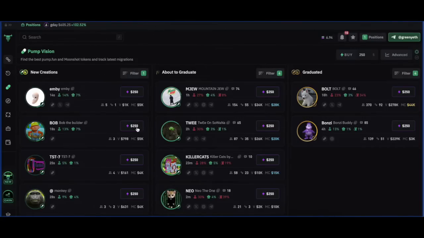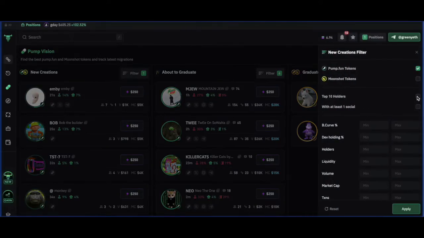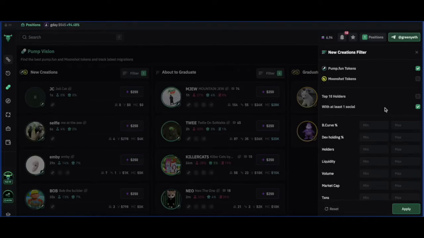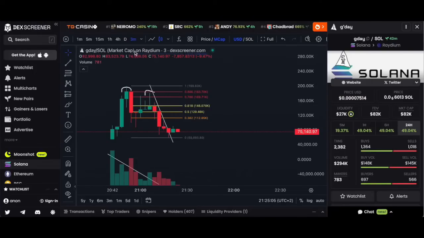So for me, what I look for on Bull X with these early tokens is a few of these factors. Firstly, I always like to have socials, which I don't currently have ticked on, because with socials, just like we've just seen with ourselves, you want to have a community. I see that it's dumping.